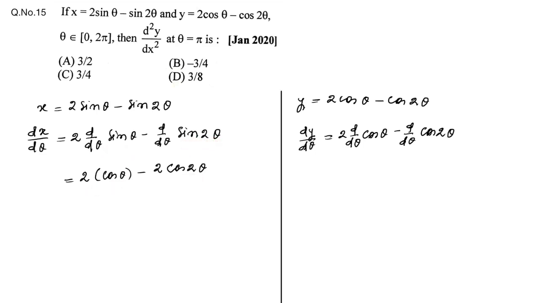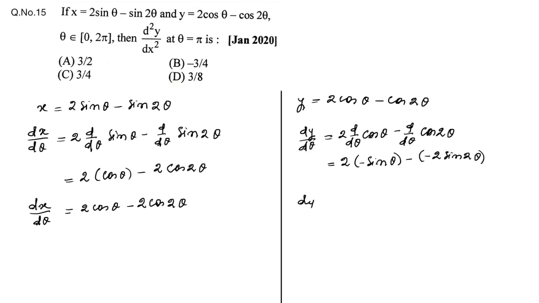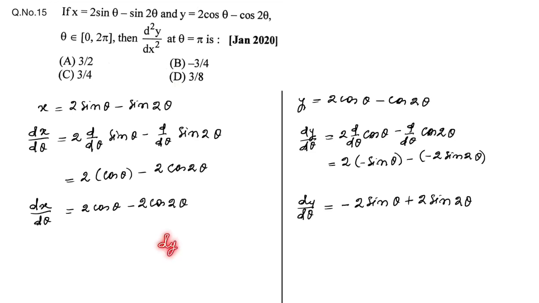Okay, so similarly we solve here, which is equal to 2, this is minus sine theta, this is minus 2 sine 2 theta. Now we arrange dx by d theta, which is equal to 2 cos theta minus 2 cos 2 theta, and dy by d theta, which is equal to minus 2 sine theta minus minus, plus 2 sine 2 theta. Now we are going to find dy by dx.